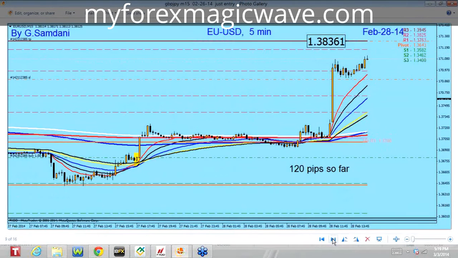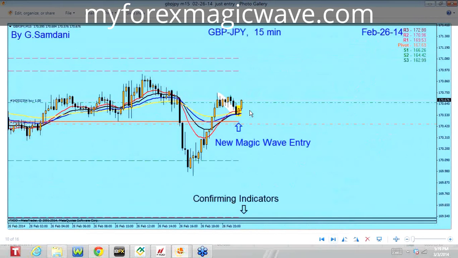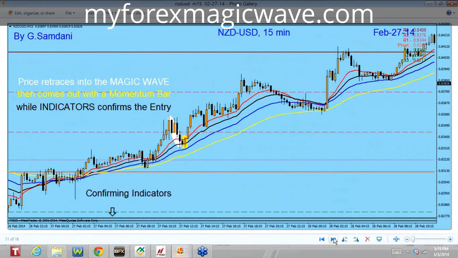So this is how all of these entries work. USD 5-minute, same thing. You see, this was the entry that I was taking, and then I put an SL right behind the wave. This is New Z on 27. Look, same setup, same look, same everything. It's just different time frames, different pairs. You'll see it if you watch them.